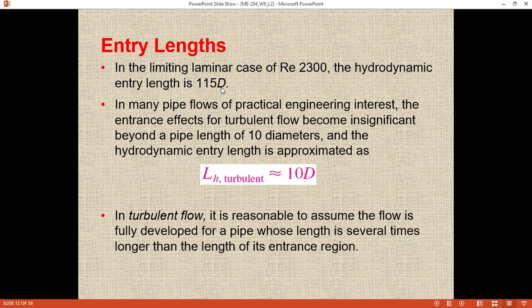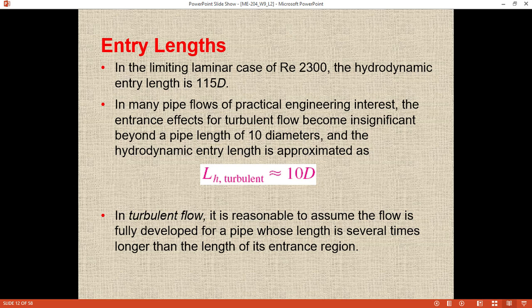So whatever the diameter is, the value of the entrance length will not increase more than 115D. In many pipe flows of practical engineering interest, the entrance effect of the turbulent flow becomes insignificant beyond a pipe length of 10 diameters, and the hydrodynamic entry length is approximately equal to 10 diameters. That means the importance of entry length after 10 diameters in turbulent flow is insignificant.